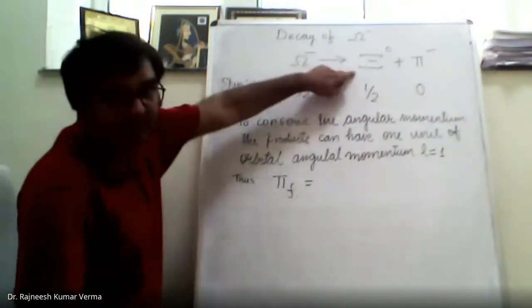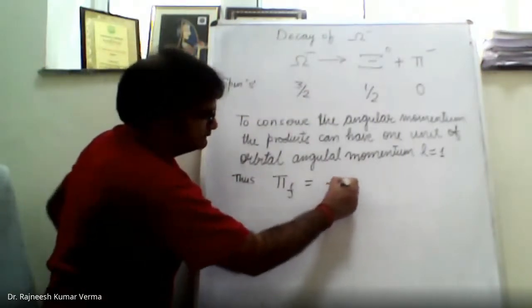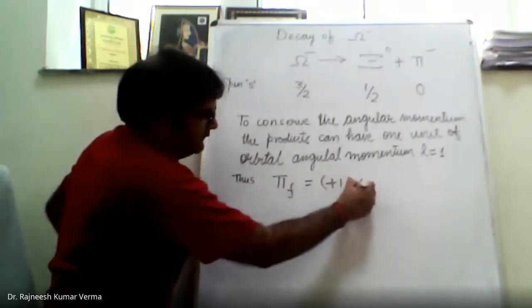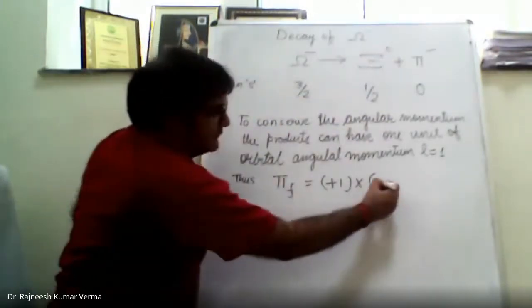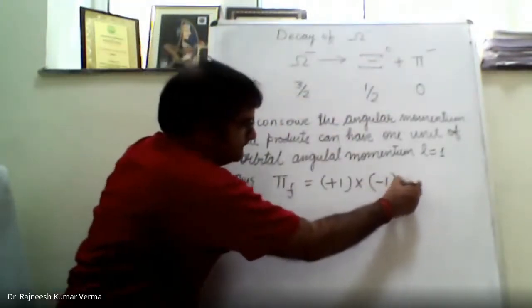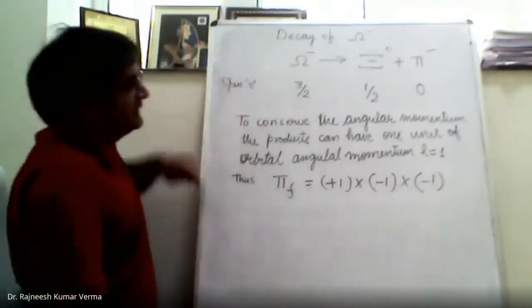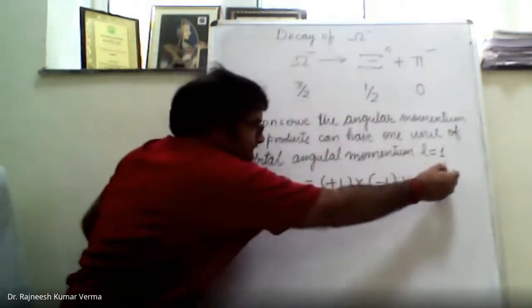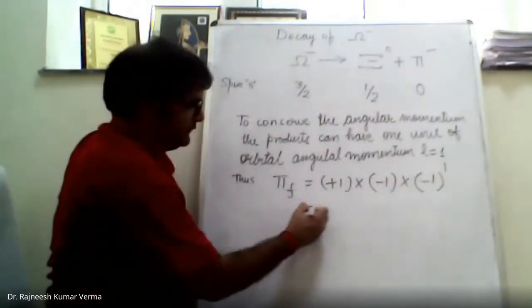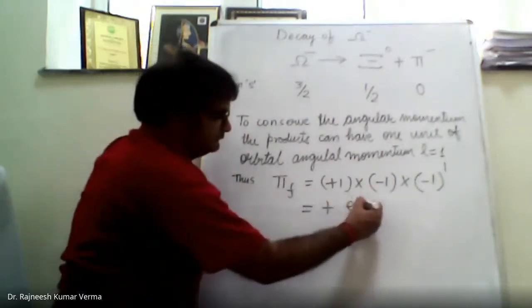This is intrinsic parity of cascade plus 1, into intrinsic parity of pion minus 1, into (-1) to the power orbital angular momentum, that is 1. So I have plus, given level.